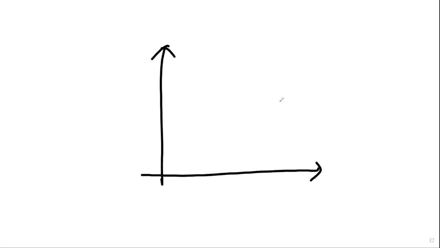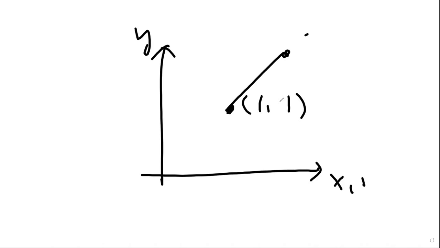We have a coordinate system x, y. Here we may have some point, let's just say it's (1, 1). If this point moves from (1, 1) to (2, 2), you have a vector going this way to there, right?